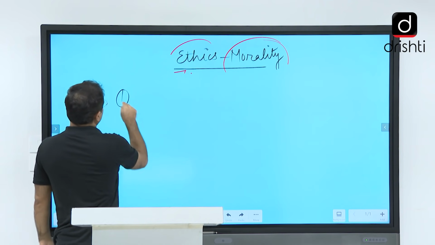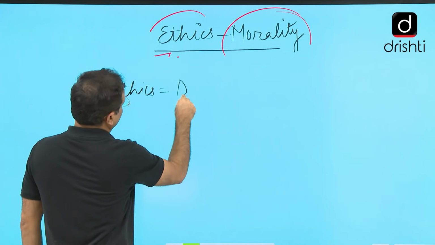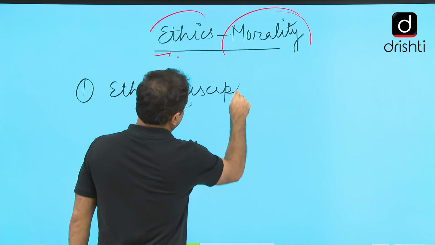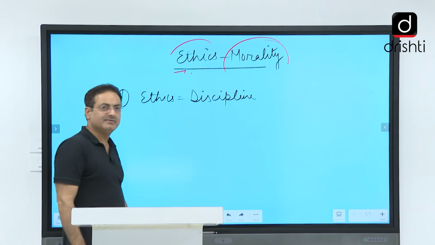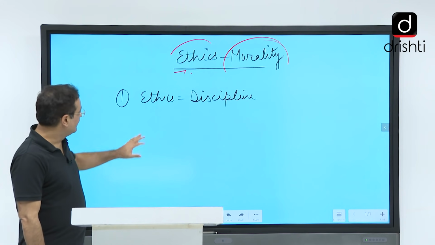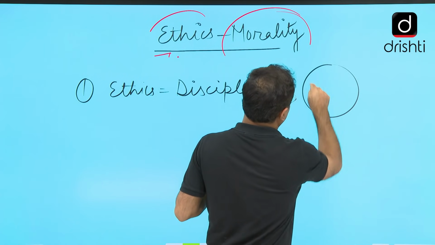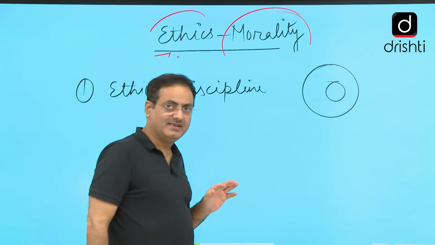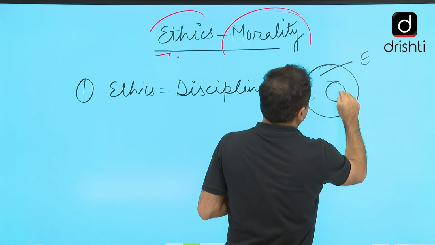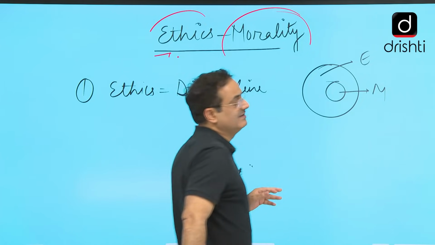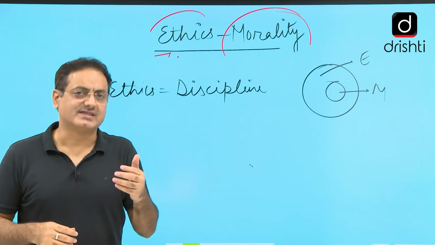If ethics is a discipline, so in the first meaning we are saying that ethics is a discipline or a subject which deals with all the moral questions. If this is the situation, then I would say the relationship would be like this. How? Ethics is the subject and morality is the content which the subject ethics discusses.